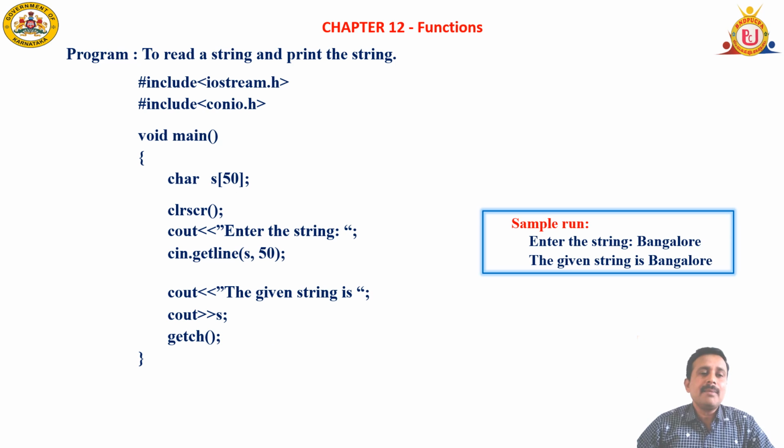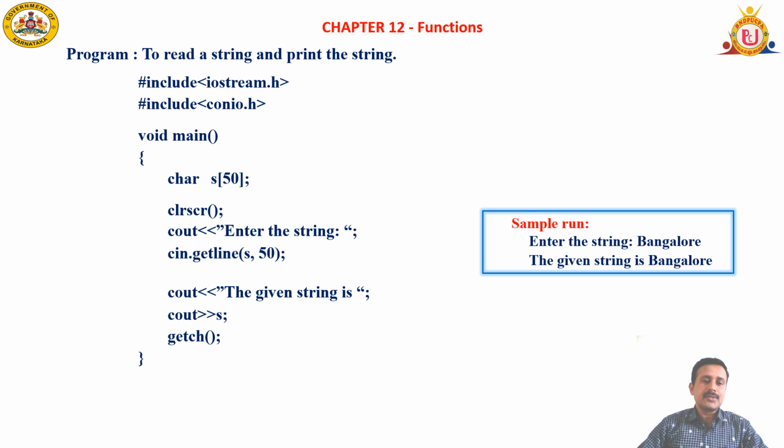Next, this is an example, students, to know how to input a string and how to print a string. See in this example, the iostream.h header file, conio.h console input output header file. main is the main function, char is a data type, s is a variable name, and 50 spaces are allocated for this.